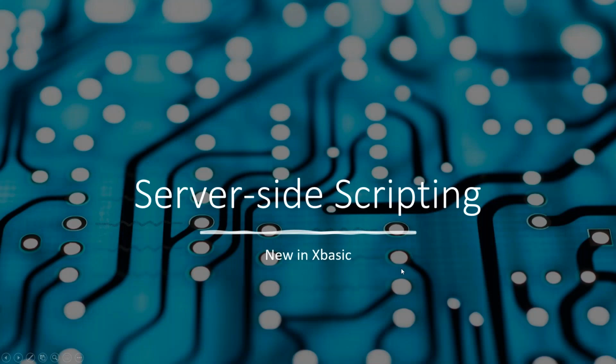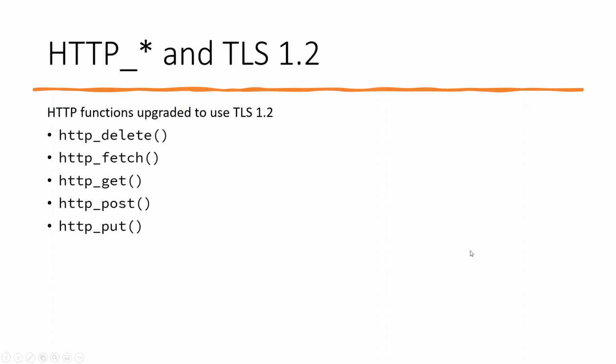And then finally, we have server-side scripting. These are things that are new in XBasic specifically. All of the HTTP functions have been updated. They now use TLS 1.2. By default, the application server, classic server, as well as IIS no longer communicate over HTTP 1.1. That's been removed from the configuration, and as part of moving forward and removing that support and basically providing better, more secure communications, we've updated all these functions to use TLS 1.2.